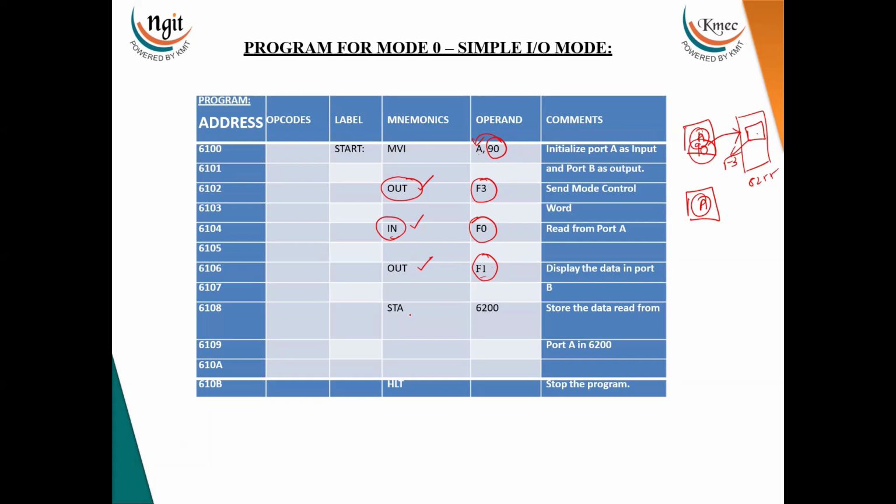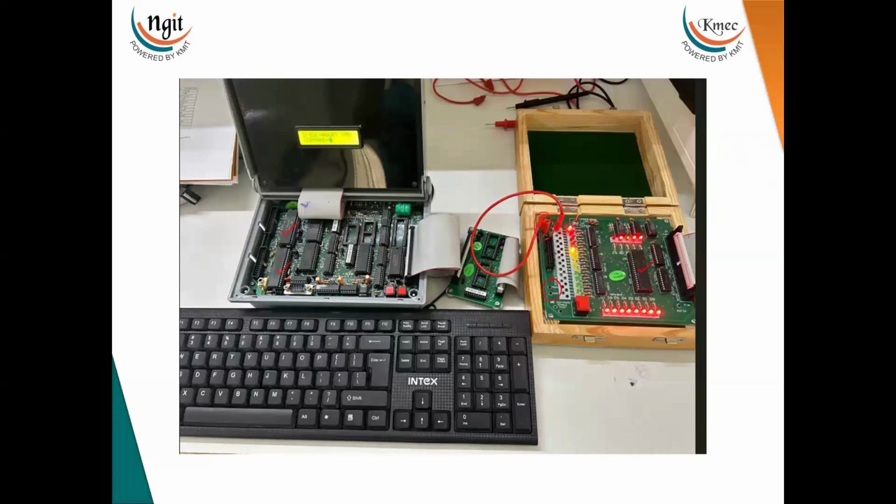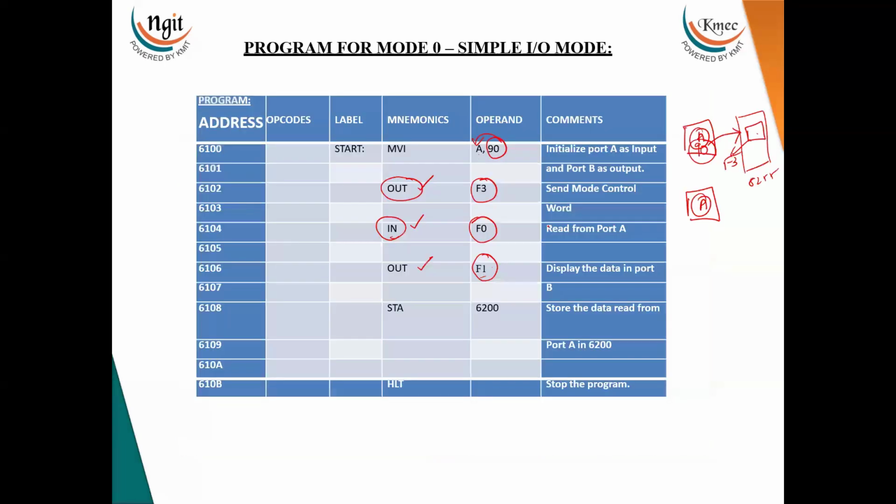Now after that, STA 6200 means whatever data we set on port A, the same data is now in the accumulator, and we are storing it in 6200. And after that, we are ending the program.